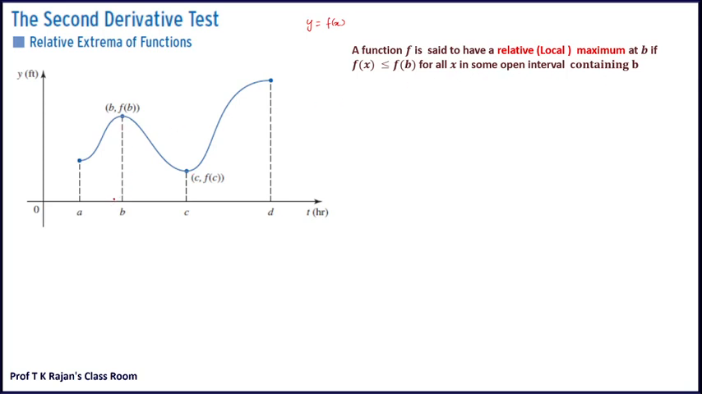That means if you take any open interval containing b, whatever x you take in this interval, the corresponding f of x that you calculate will be less than or equal to f of b. Every f of x is less than or equal to f of b for all x in the neighborhood of b. Then we say this point (b, f of b) is the relative maximum point, and the value f of b is the relative maximum value.